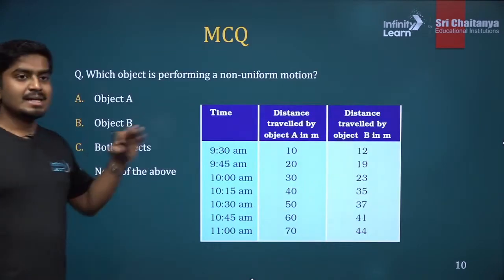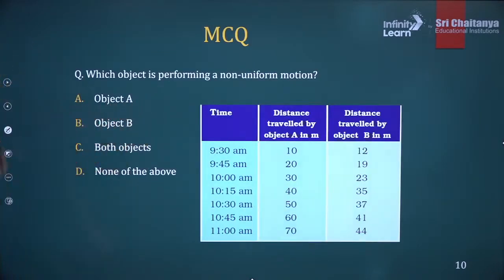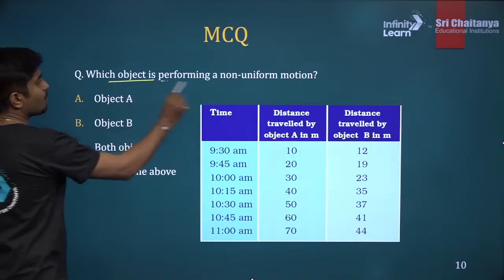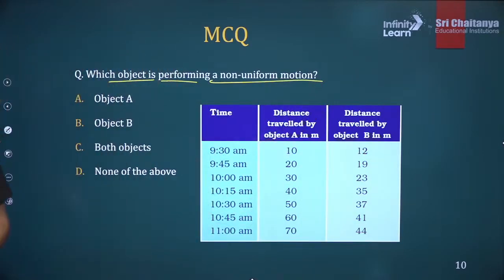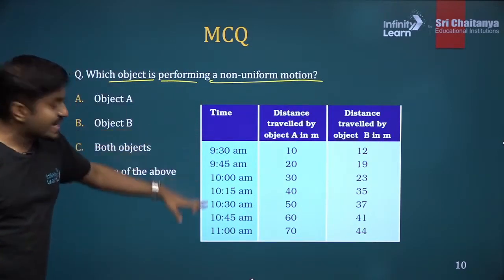Now there is a question. So here, which object is performing non-uniform motion? That is a question. Can you solve? Everyone? There is a time stamp.